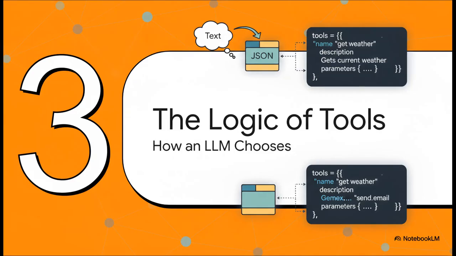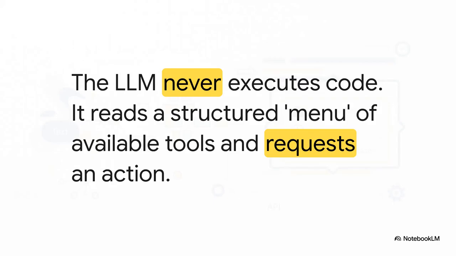So, that raises a really important question, right? How in the world does the model even know what tools are available, or how to ask for them in the exact right format? This is probably the most critical architectural principle to understand here. The LLM never executes code directly. Letting it do that would be a massive security hole. Instead, we, the developers, provide it with a structured menu or a manifest of the tools that it's allowed to use. The model's only job is to read from that menu and request an action. Our code is what handles all the execution.